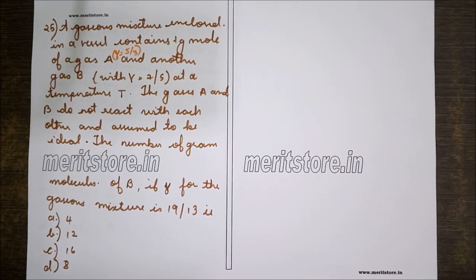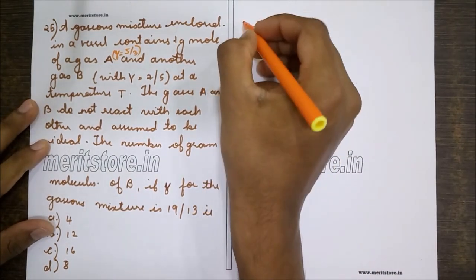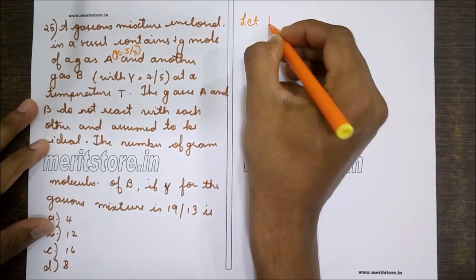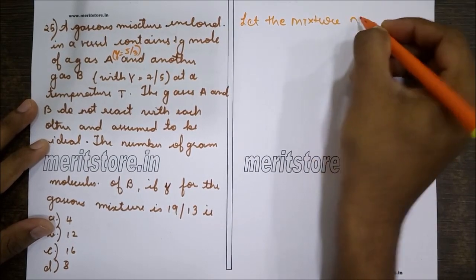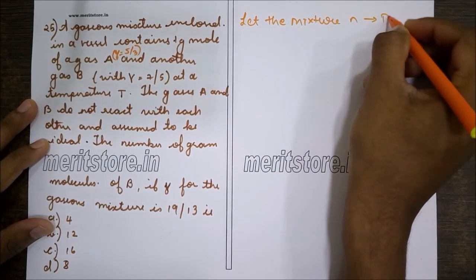A gaseous mixture enclosed in a vessel contains 1 gram mole of a gas A, gamma is given as 5 by 3, and another gas B with gamma equals 7 by 5 at a temperature T. The gases A and B do not react with each other and are assumed to be ideal. The number of gram molecules of B, if gamma for the gaseous mixture is 19 by 13, is, the options given are 4, 12, 16 and 8. Now let the mixture have n number of gram molecules of gas B.